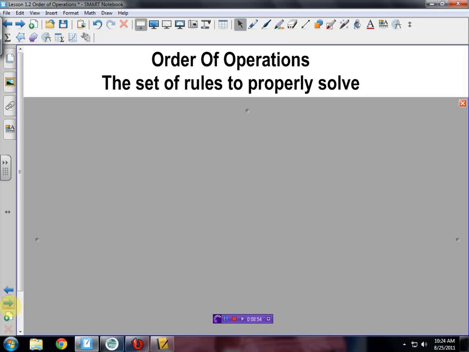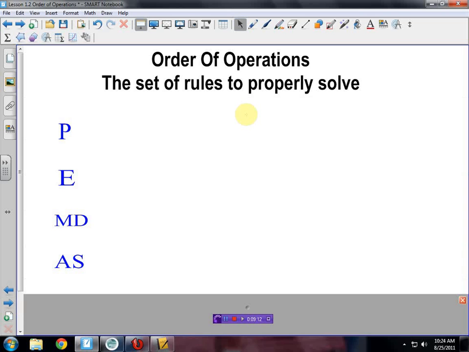All right, orders of operations. Like you guys said, you've heard of it. These are the rules to solve equations and expressions properly. Okay. The way I talk about them is with PEMDAS. Okay, PEMDAS. PEMDAS, each letter represents an operation, and it is spelled in the way that we do them. So let's start with the P in PEMDAS.